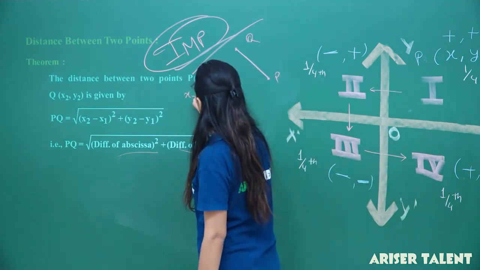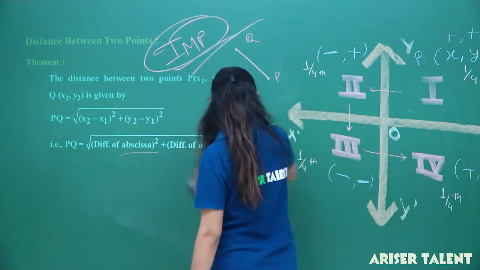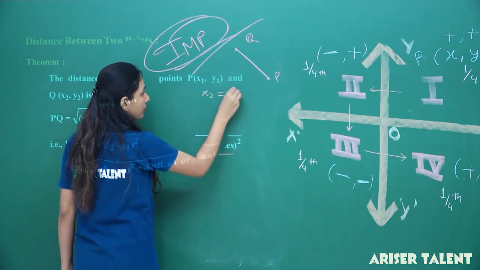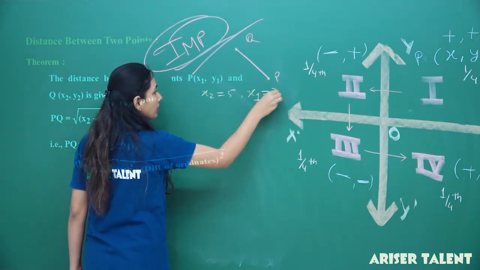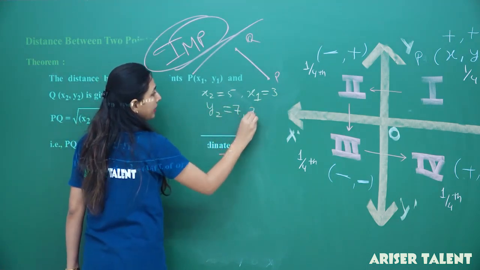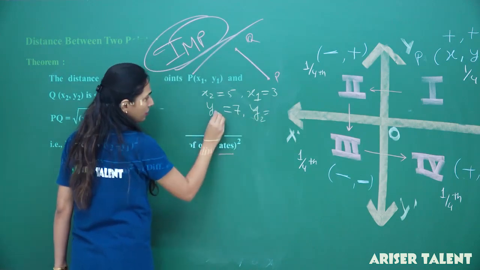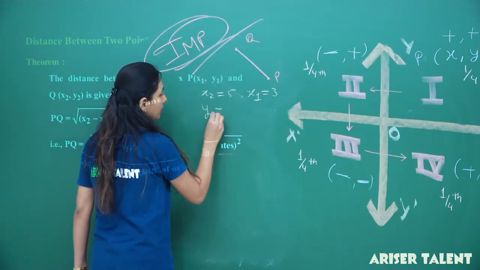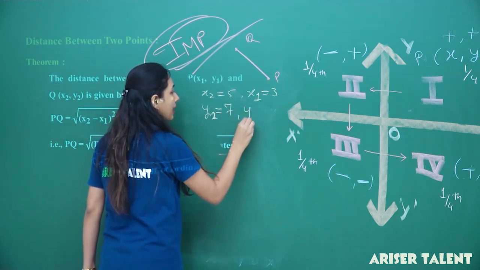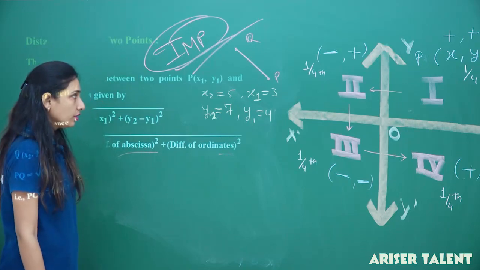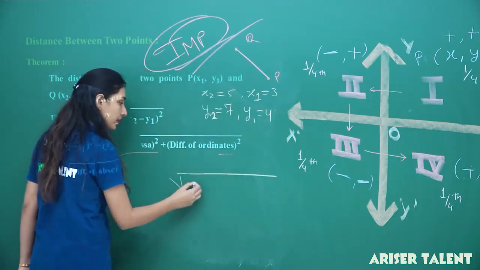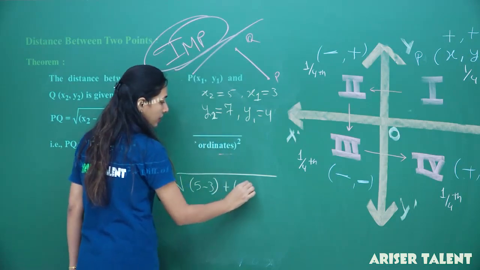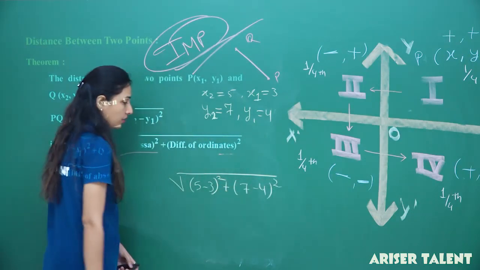Now, if x2 is 5 and x1 is 3, y2 is 7 and y1 is, let us suppose, 4, then in that condition, that will be (5 minus 3) square plus (7 minus 4) square.